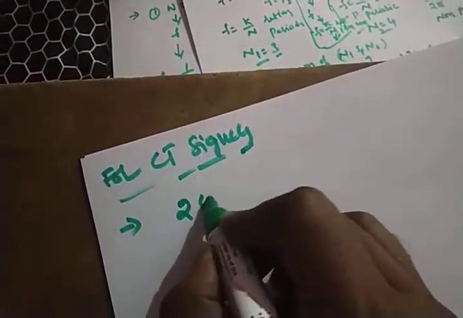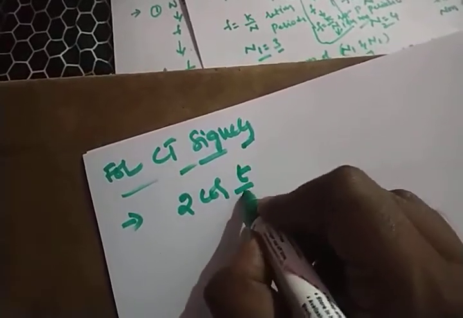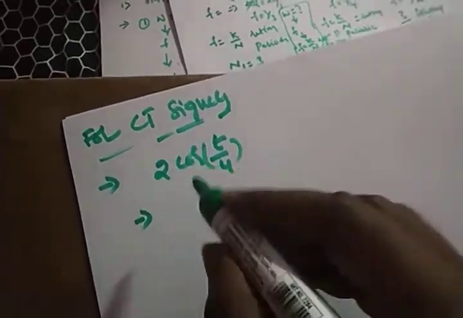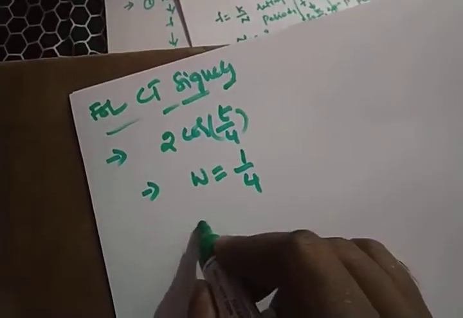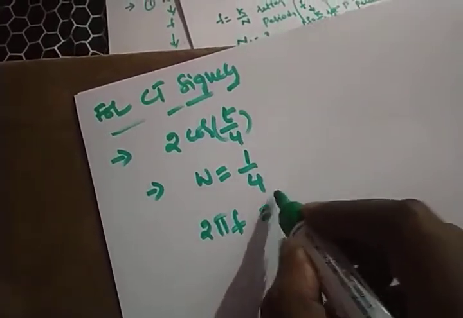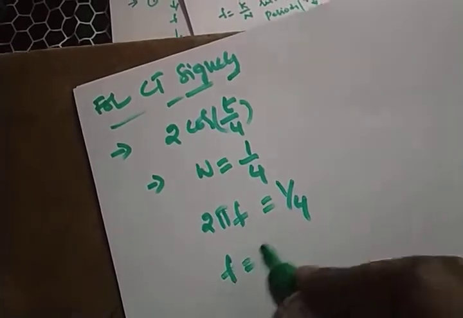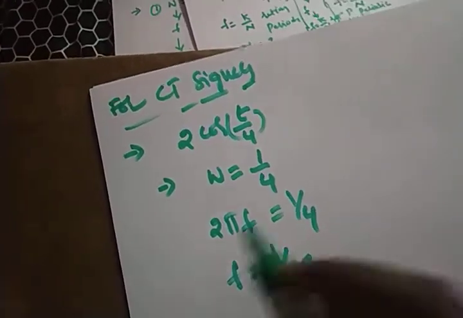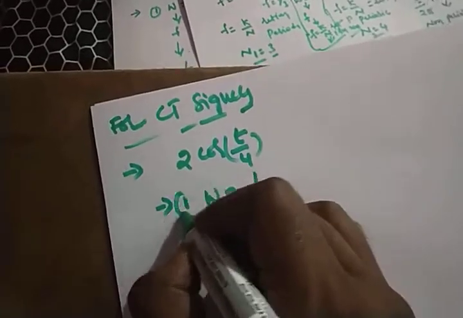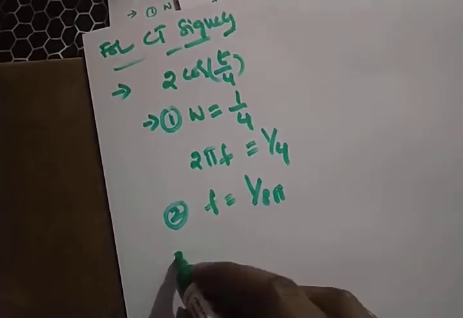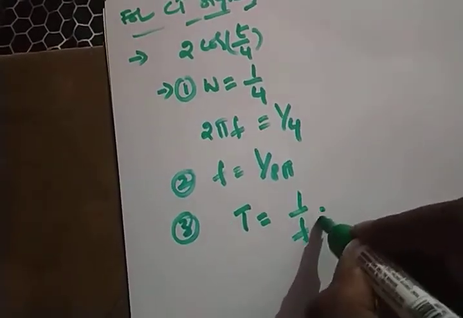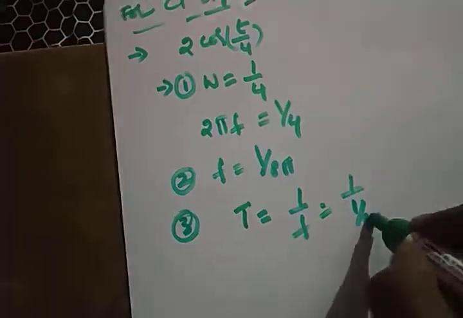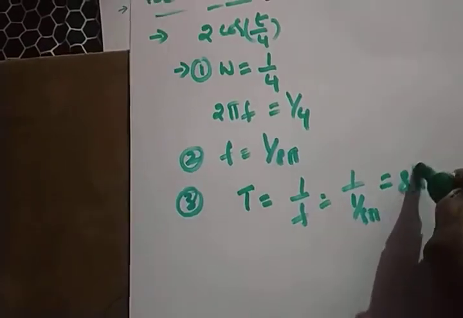So given 2 cos(t/4). Similarly, find the omega. Omega is equal to 1/4. So from this, find the frequency. 2πf = 1/4. f = 1/(8π). So the second step is over. First step you find the omega. Second step you find the f. And third step you find the time period. So what is the time period? 1/f, so 1/(1/(8π)). That is equal to 8π, which is the time period.